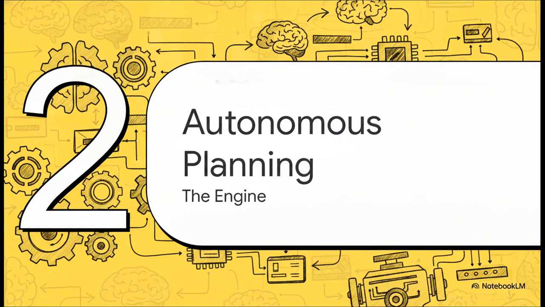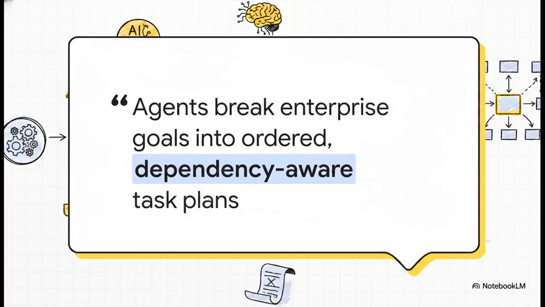All right, moving to Section 2, Autonomous Planning in Action, the Engine. Peeking under the hood at the brains of this operation, this quote right here is a massive paradigm shift. Agents break enterprise goals into ordered, dependency-aware task plans without a human writing the runbook. If you've spent any time in DevOps, you know runbooks are a nightmare to maintain. The AI isn't just following a hard-coded script you wrote, it's actively figuring out the necessary steps based on the dependencies of the goal itself.